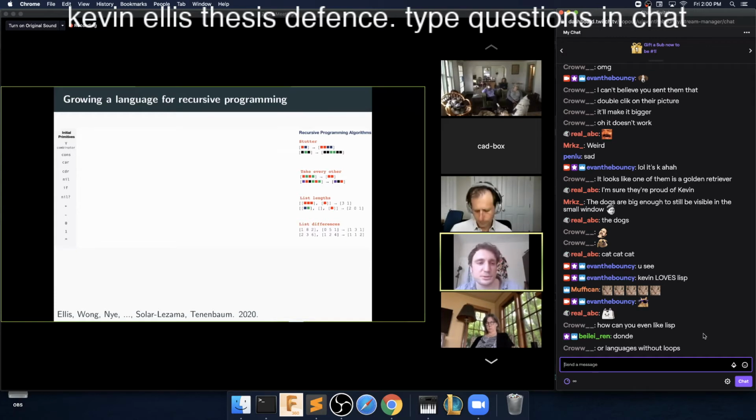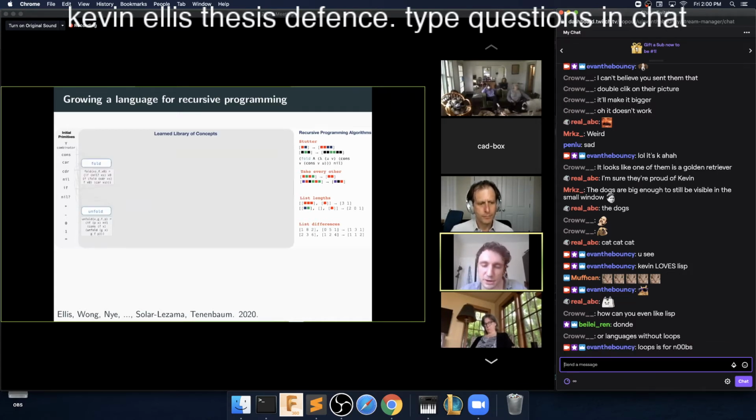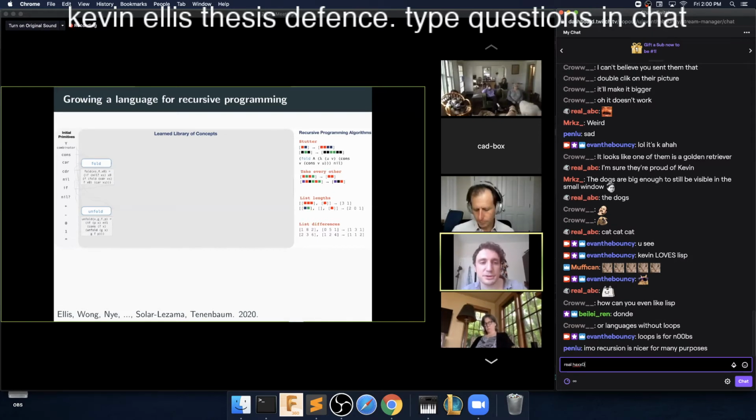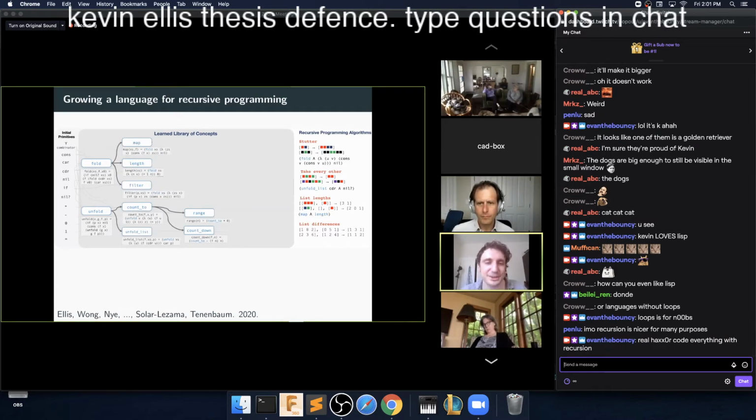So here what we did is we started out with just the Y Combinator and conditionals and a few other elementary pieces, and then gave it a problem set of around 20 different programming exercises. And if you look into its learned library, what you see in the first layer are these two routines called fold and unfold. And both of them are defined in terms of the Y Combinator. So they're both defined in terms of recursion. And what's interesting is that once it had fold and unfold, it then proceeded to never use recursion. So it built everything out in terms of folding and unfolding instead of calling out to the Y Combinator.